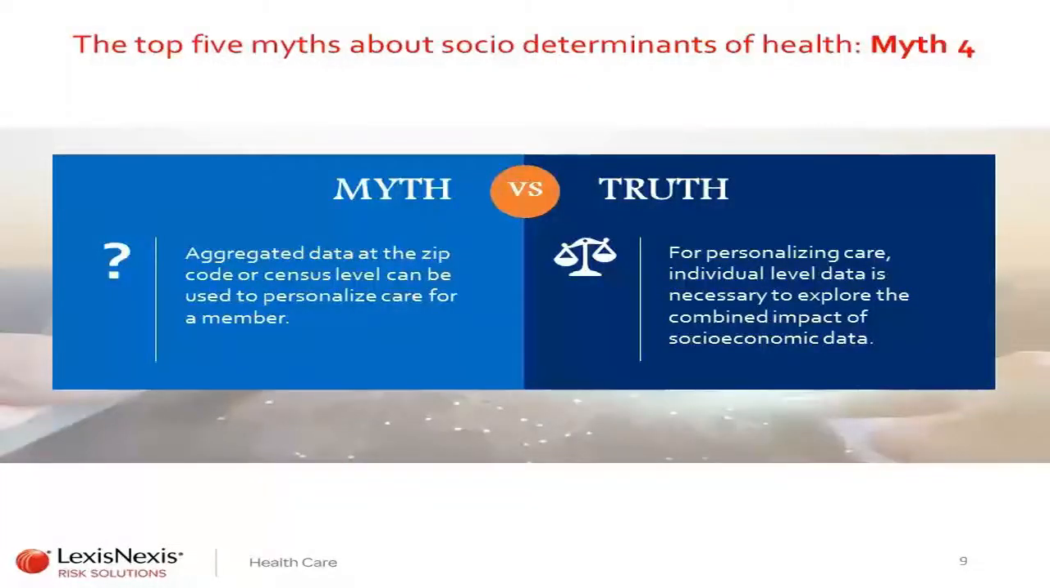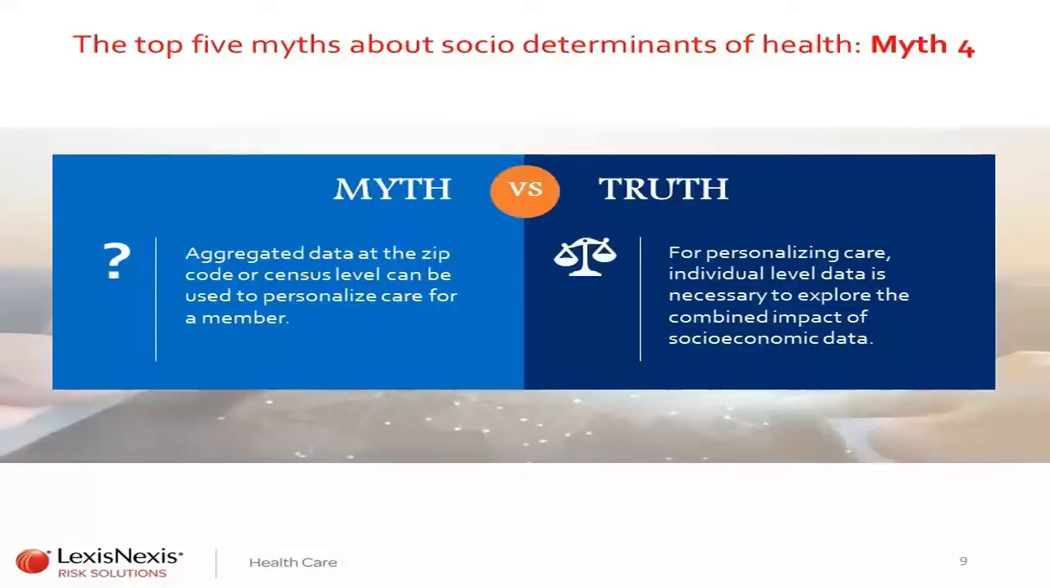The fourth myth is the one that I hear the most often, and that is that aggregated data at the zip code or census level can be used to personalize care for a member. For market expansion and resource allocation decisions, looking at aggregated level can be useful. But for personalizing care management, hundreds of attributes need to be considered when determining an individual's health risk. Within a single zip code, it's not unusual to see variance in income levels, crime rates, and other factors impacting an individual's neighborhood and built environment.